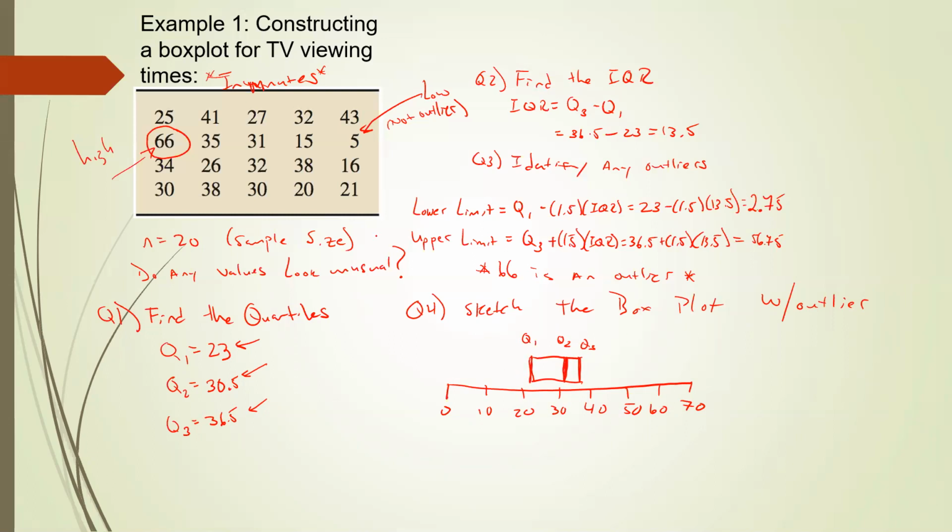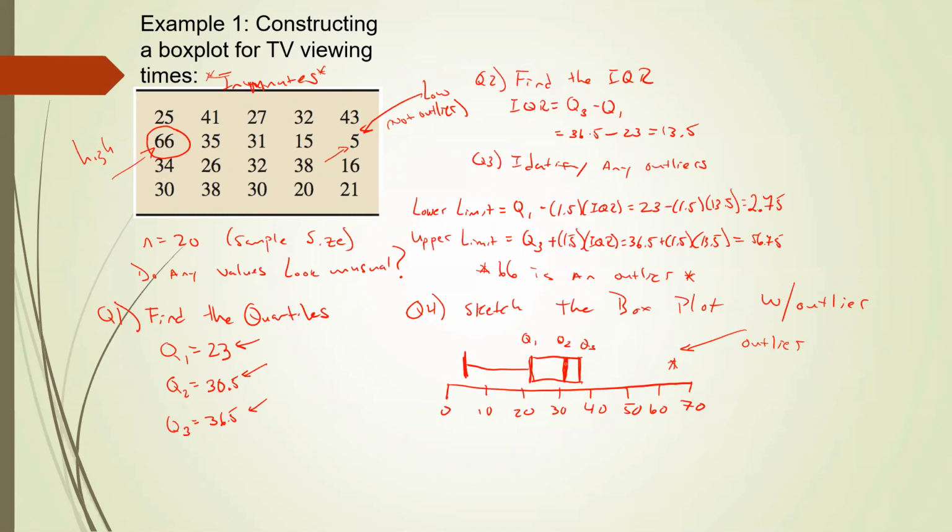The next thing you do is you go down to the minimum value. Since this is not an outlier, you go to the value 5 and you draw the whisker out to it here. Now the next thing you do, notice how we said 66 was an outlier. What you do not do is draw the whisker out to 66. You go to the value 66 and you put a little asterisk right there. That's your outlier.